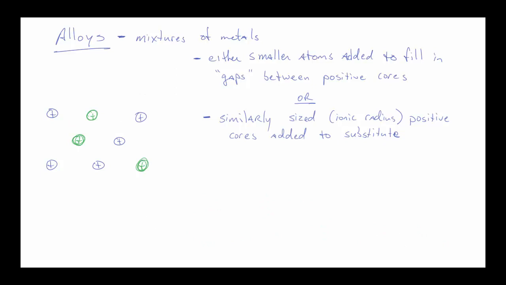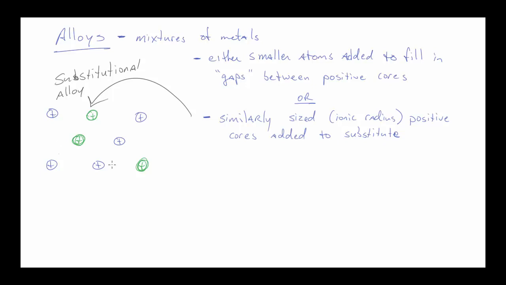what happens when we make our mixture of our metals and we put in similarly sized positive cores, right? And so the drawing that I've got now over here, this is called a substitutional alloy, because what we're doing is we're actually putting in similarly sized positive cores, and we're talking about the ionic radius here. And so what they end up doing is they substitute themselves into this matrix of positive cores.